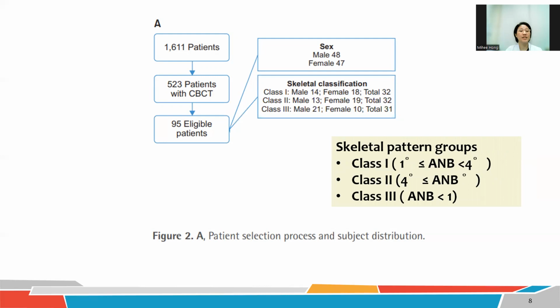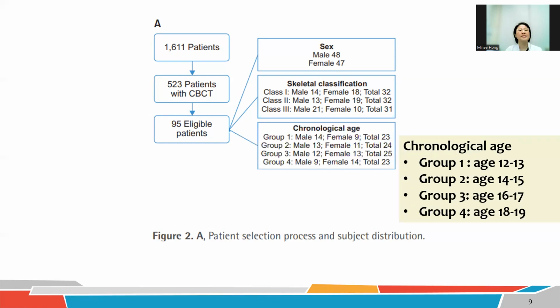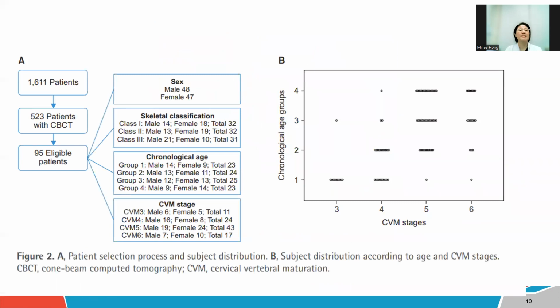For skeletal evaluation, 4 angular measurements such as FMA, ANB, SNA, and SNB were recorded. Skeletal pattern groups, including classes 1, 2, and 3, were classified based on their A and B angles. As the sample size was too small, each chronological age group was made of individuals of 2 consecutive ages as follows. This is the final sample distribution.